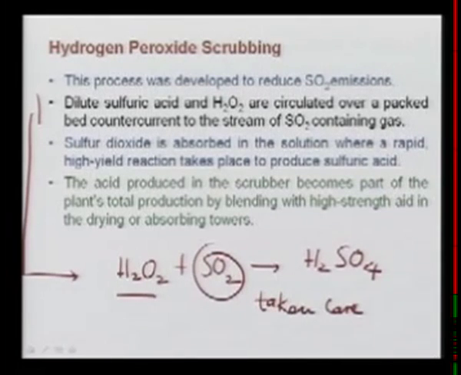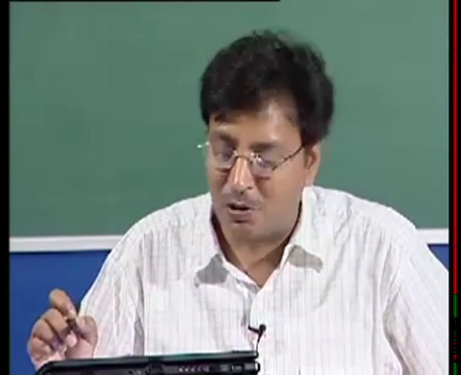Okay, sulfuric acid is absorbed in the solution where a rapid, high-yield reaction takes place to produce the sulfuric acid. That's what the reaction is. The acid produced in the scrubber becomes part of the plant's total production. So this is again part of the production. Let's not forget that the sulfuric acid is a product. It's not simply that we want to throw out the sulfuric acid.